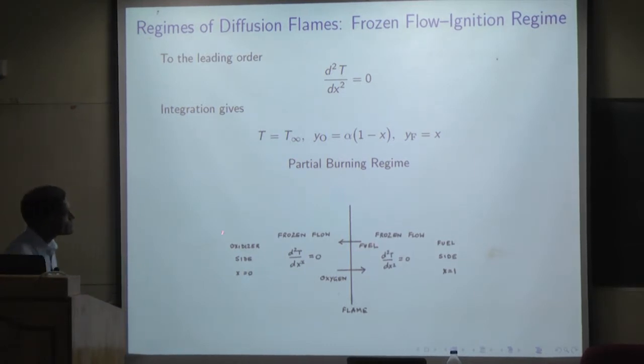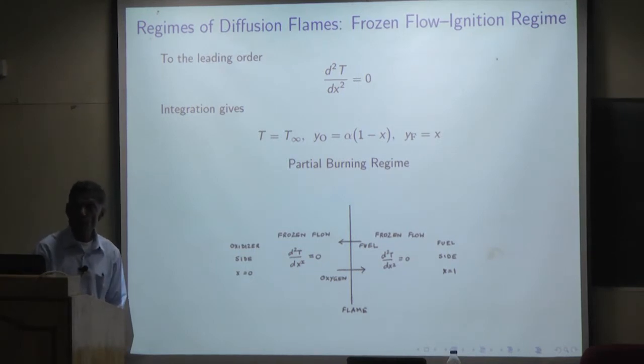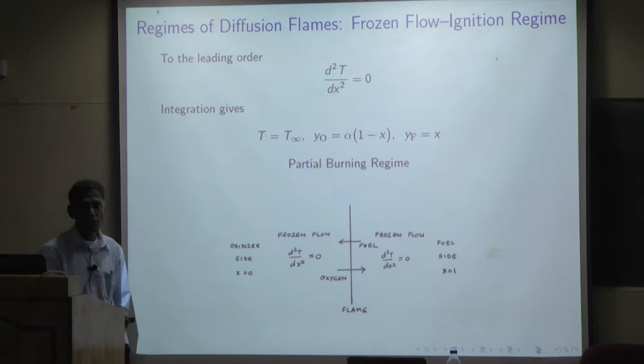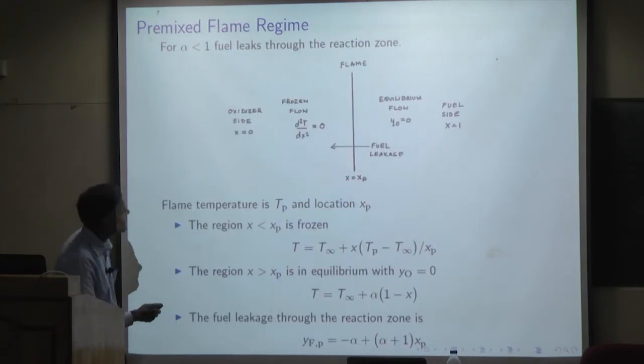Until recently, this regime was considered to be not useful, but more recently we find that, for example, if you want to predict cool flames, they exist in this partial burning regime. So this is used in analyzing critical conditions of auto ignition. This particular regime is useful for analyzing cool flames. And then we have another thing called the premixed flame regime.